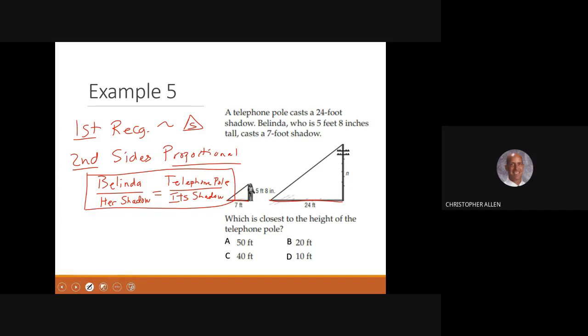What is Belinda's height? Well, it's 5 feet. Oops, I just wrote that incorrectly. I don't know if you guys know this or not, so this might be a good chance for a teachable moment. You use one little tally mark to make feet, and then you use 2, like a double quote, to be inches. So her height is to her shadow as the telephone's height, and I'll just put feet, is to its shadow.